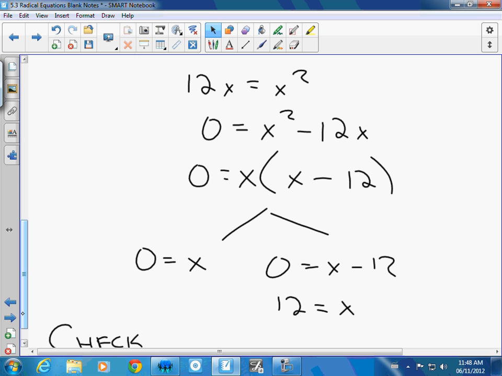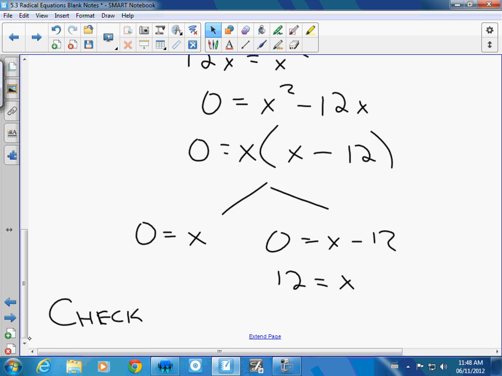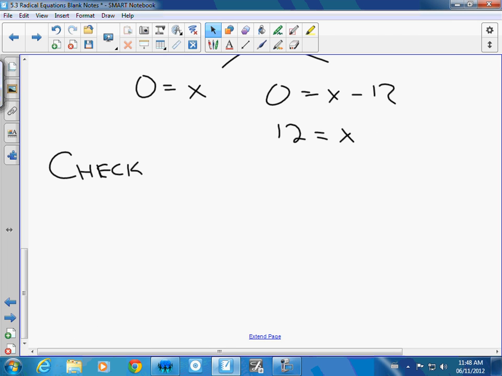So for one of them, we make x equal to 0. There it is right there. x equals 0. And for the other, we make 0 equals x minus 12. Then we bring the 12 over to the other side. All we're doing is basic algebra. When you get this equal to 0, you just split it into the two things. Okay? So let's check here. What's the first one we're going to check? x equal to 0 and x equal to 12.